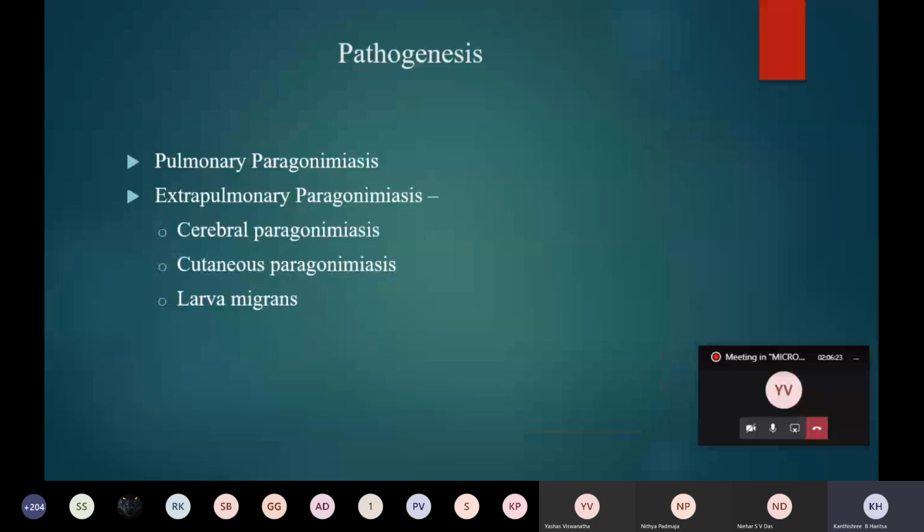So, pathogenesis. Paragonimus westermani causes pulmonary paragonimiasis and extrapulmonary paragonimiasis. In the extrapulmonary type, you have cerebral paragonimiasis, cutaneous paragonimiasis, and larva migrans.